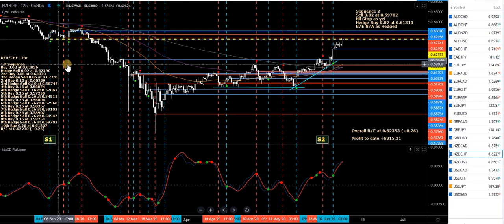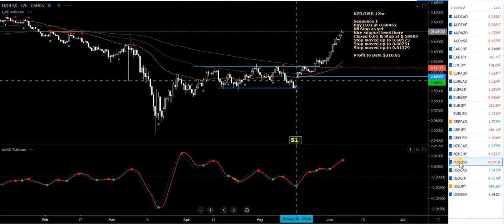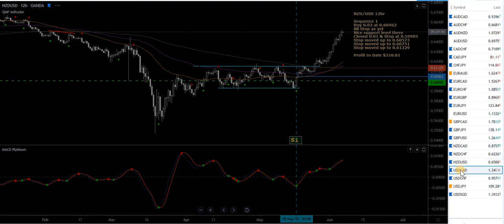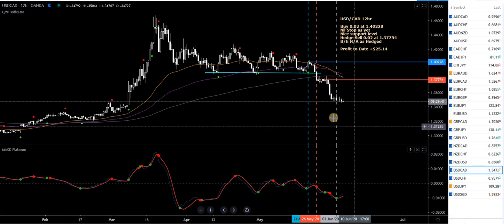Just shows you how long I've been in this sequence for. But there's light at the end of the tunnel, or close to it. New Zealand USD in a buy down here. You've got a stop in place. It's going up and up and up. Good to see.